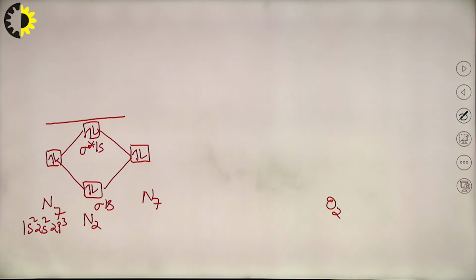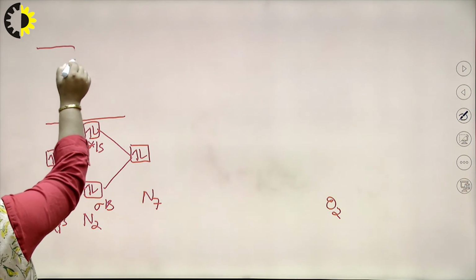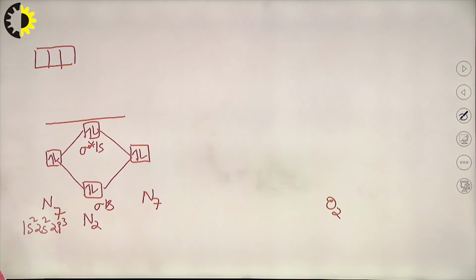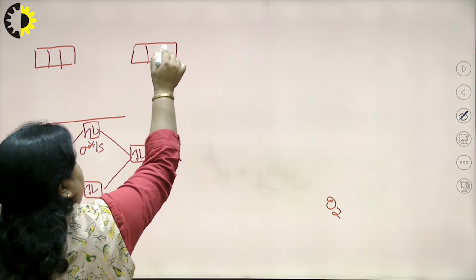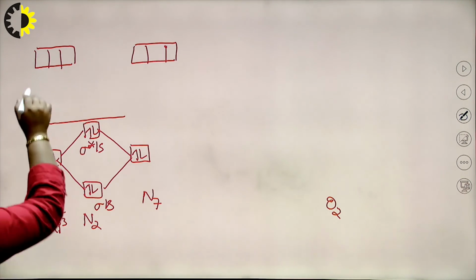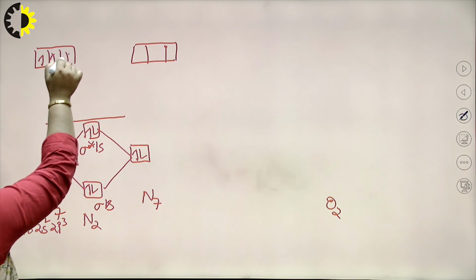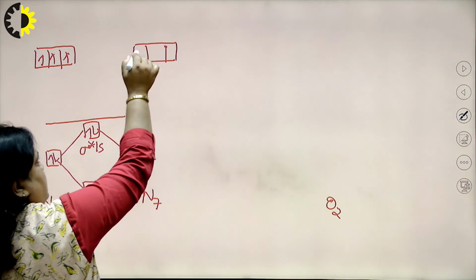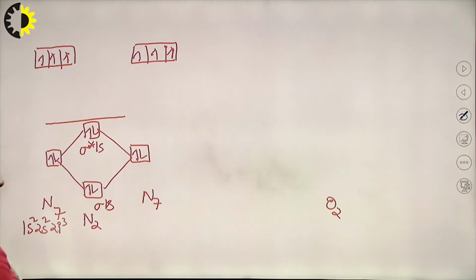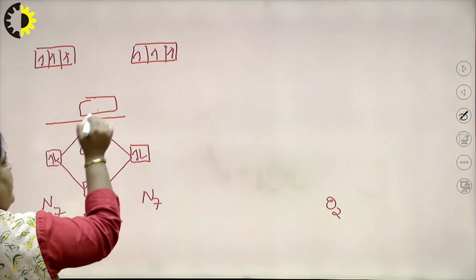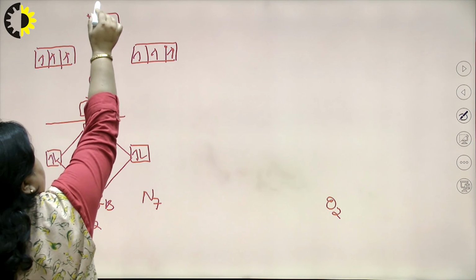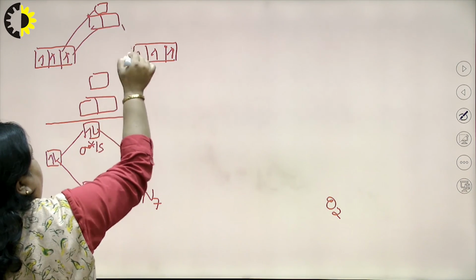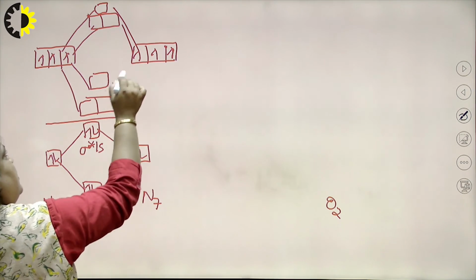Now, in case of 2p, when we draw the diagram of 2p, px, py, pz are degenerate, again px, py, pz degenerate, that is same energy, and in p there are 3 electrons, as per Hund's rule, 1 1 1 and this 1 1 1. For nitrogen, first pi and then sigma. So, first pi py, pi pz and then sigma px. In antibonding no difference, no change. So, first pi star and then sigma star.